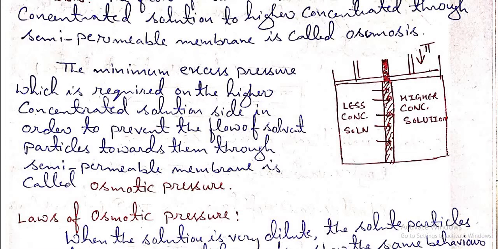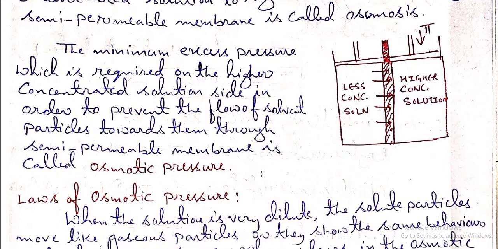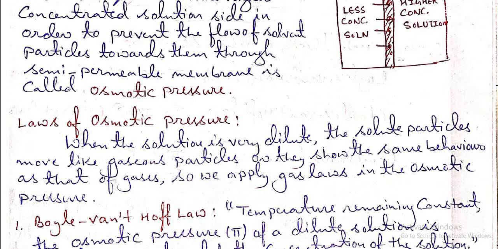So the minimum excess pressure which is required on the higher concentration solution side in order to prevent the flow of solvent particles through a semi-permeable membrane is called osmotic pressure. So osmotic pressure is the minimum pressure which is required on the higher concentration solution side in order to prevent the flow of solvent particles through a semi-permeable membrane.